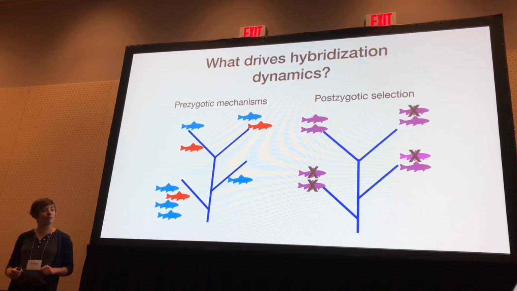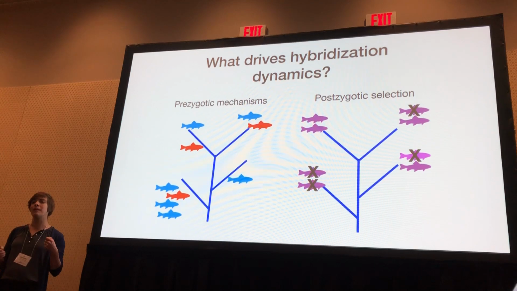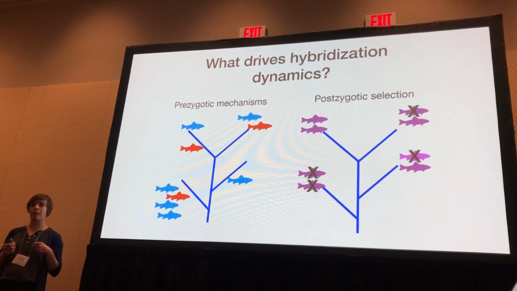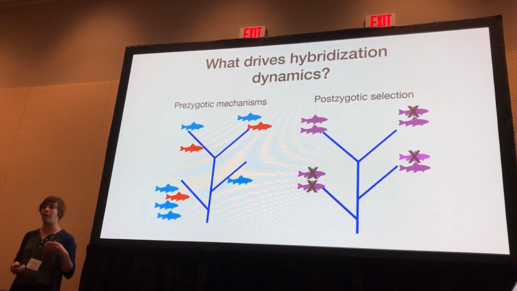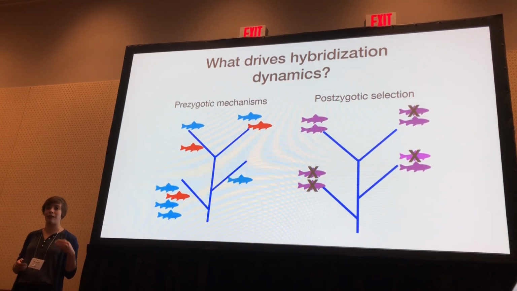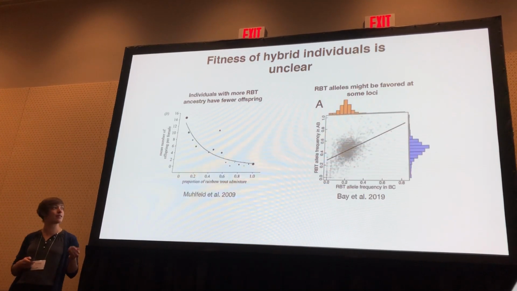But what I'll be talking about more today is the potential for some sort of postzygotic mechanism that might shape which hybrids survive and might shape the genomes of those surviving hybrids in ways that are interesting for the evolution of these species and the nature of what we know about species boundaries.